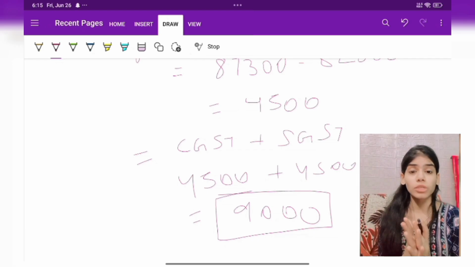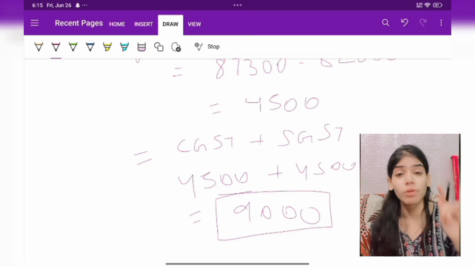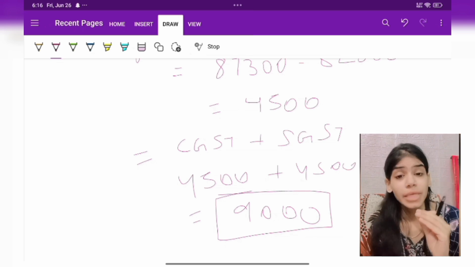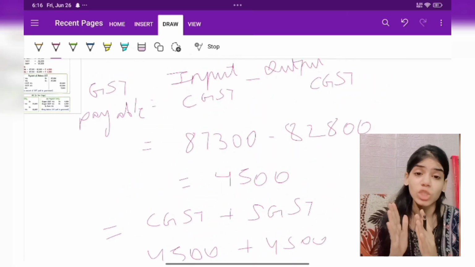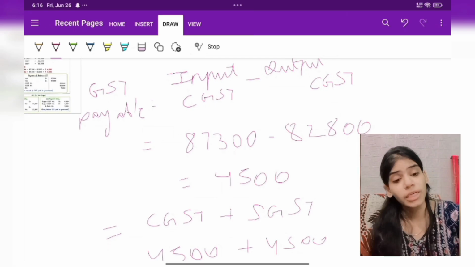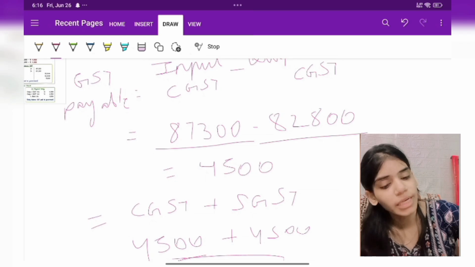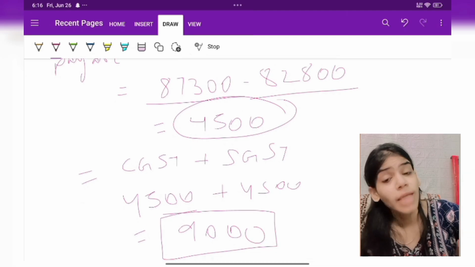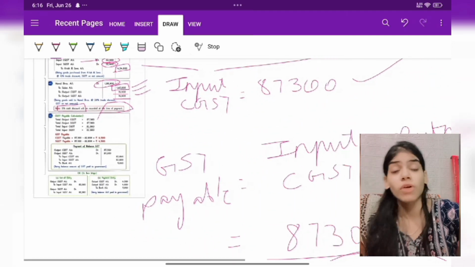Okay, so I hope you understood that while making purchases we will pay some amount of GST that will be known as input GST, and while making sales we will collect some amount of GST from our customer which will be known as output GST. Now the GST payable will always come after deducting the input GST from the output GST. In this question the output GST was 87,300 and the input GST was 82,800. So the total obligation of CGST was 4,500 and similarly SGST was also 4,500. So the total amount payable was 9,000.